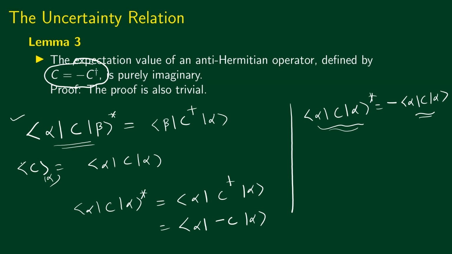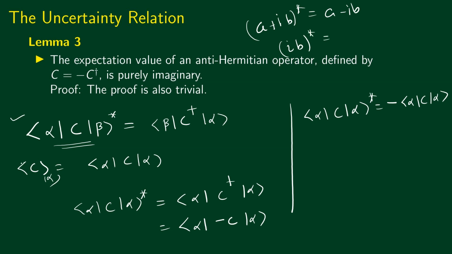Now this is true only if these expectation values are purely imaginary, meaning they do not have a real part. In general, if I have a complex number of the form a plus ib, taking the star gives a minus ib, which is not the minus of the first thing. But if I simply have ib, taking the star gives the minus of the number I started with. This is what we mean when we say the number is purely imaginary. So the expectation value of an anti-Hermitian operator is purely imaginary.